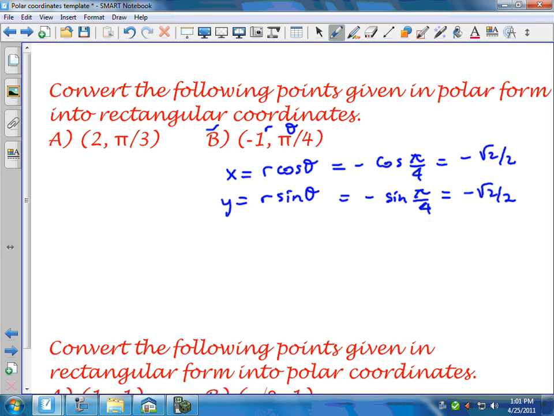Now, which quadrant does that point lie? Both coordinates are negative. Which quadrant would that be? That's the third quadrant, right? X is negative, y is negative. And where does this point lie? Negative 1 comma pi over 4.